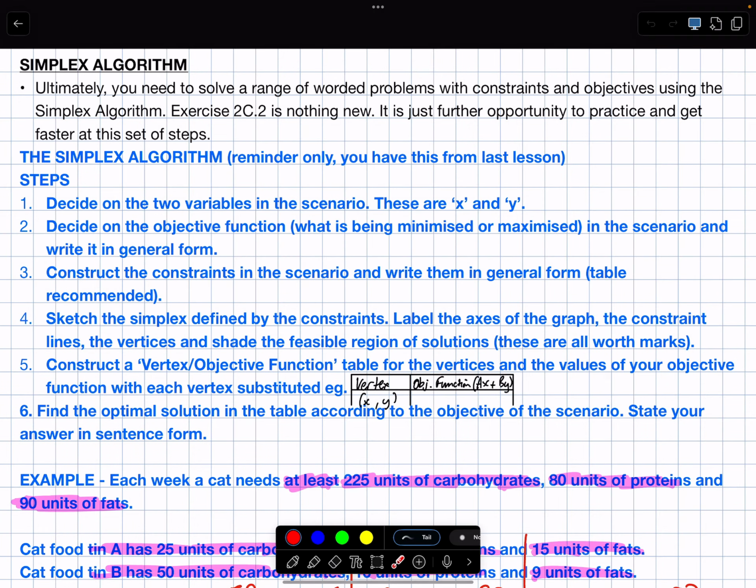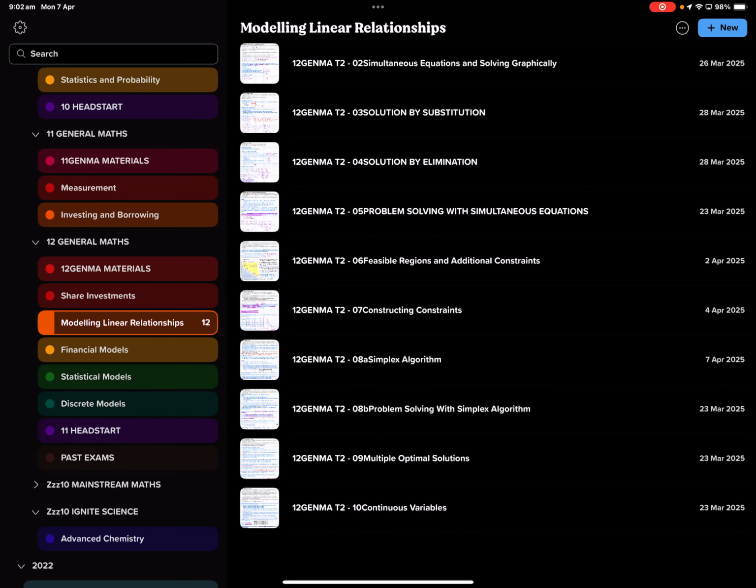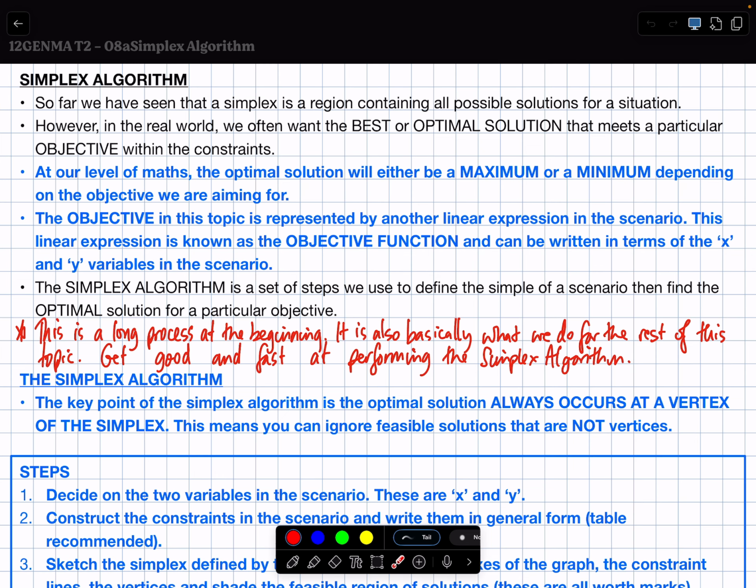So what we are talking about today is, at our level of maths, something like in the real world: we often want to find the best or the optimal solution that meets a particular objective. So the first note that I'd like you to get today: at our level of maths, the only optimal solution we're looking at is either a maximum or a minimum. And it depends on the objective we're aiming for.